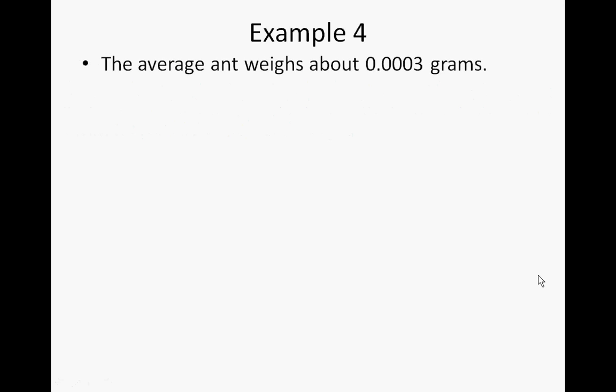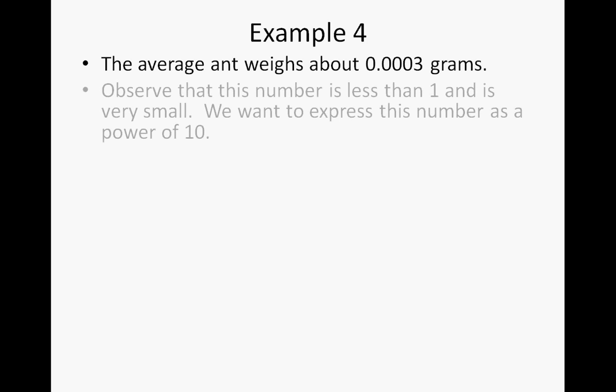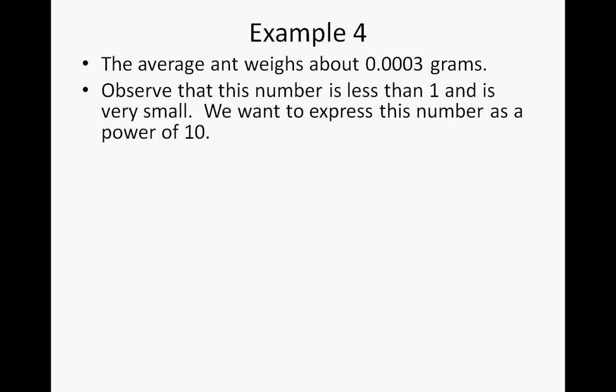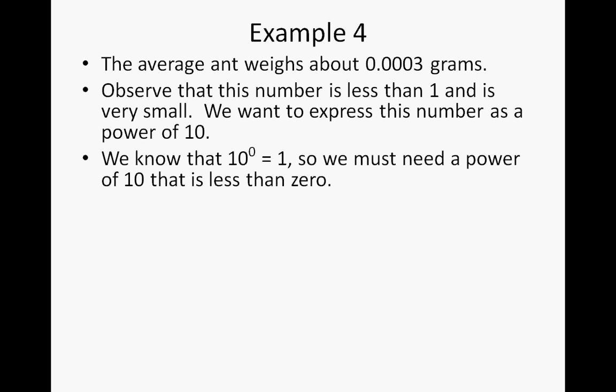Alright, example 4. The average ant weighs about 3 10,000ths grams. So observe that this number is less than 1 and is very small. We want to express this number as a power of 10. We know that 10 to the 0th power is 1, so we need a power of 10 that is going to be less than 0.